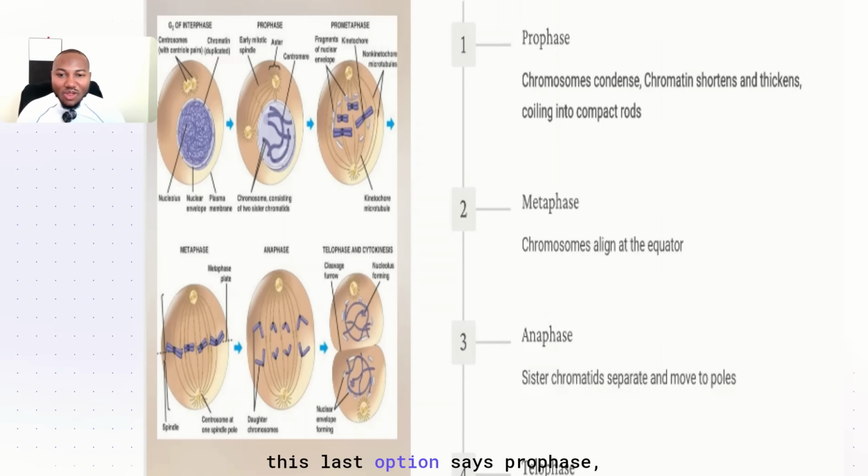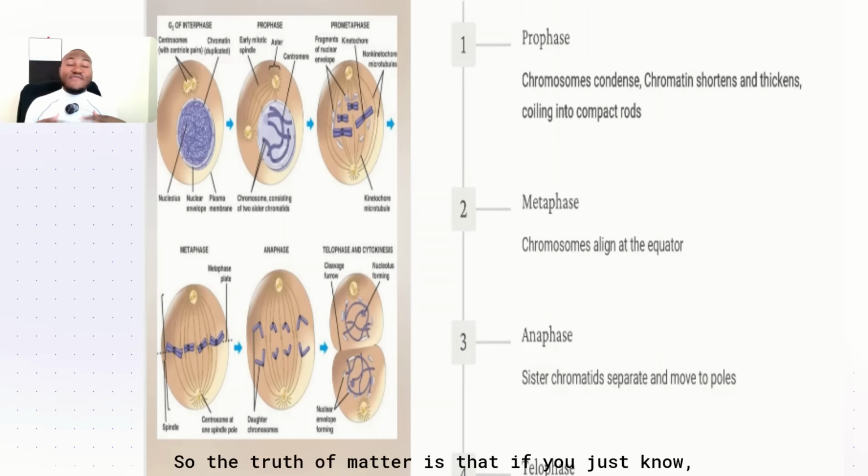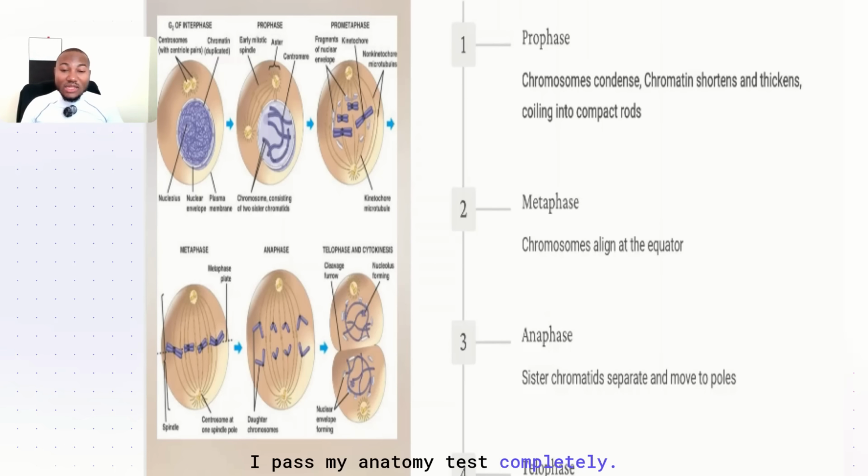Now, this last option says prophase, metaphase, anaphase, telophase, cytokinesis. Is it correct? No. Why? Because there is no interphase. And remember, cytokinesis is also part of the mitosis phase. So if they tell you interphase and mitosis, they are correct.